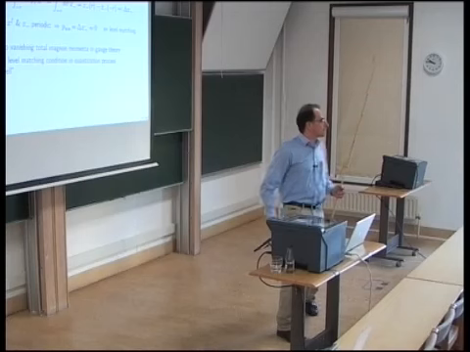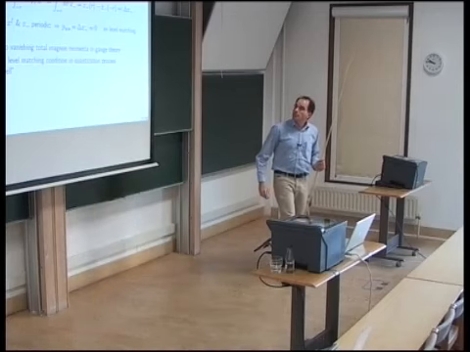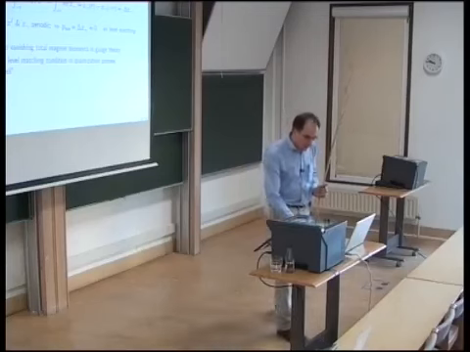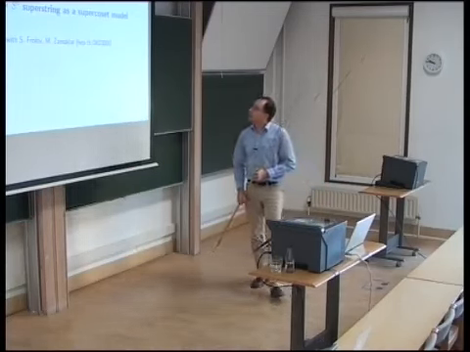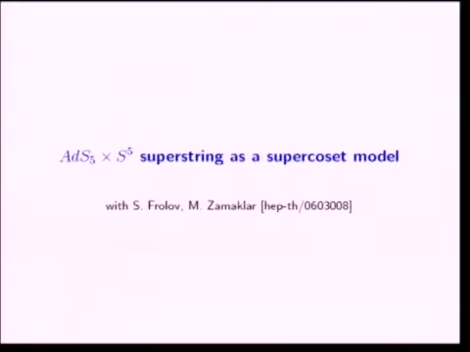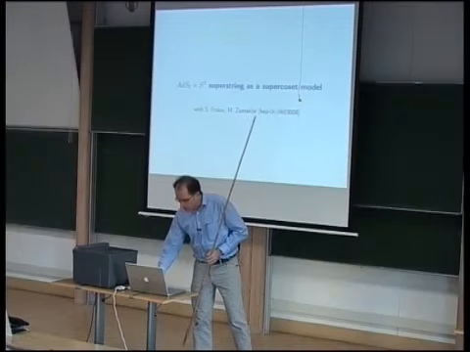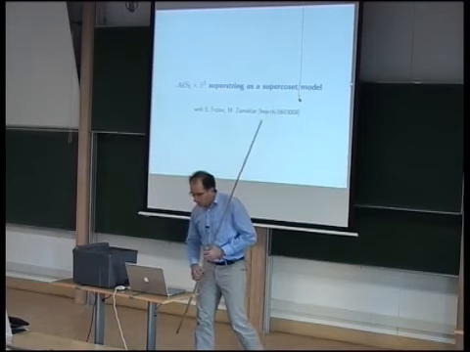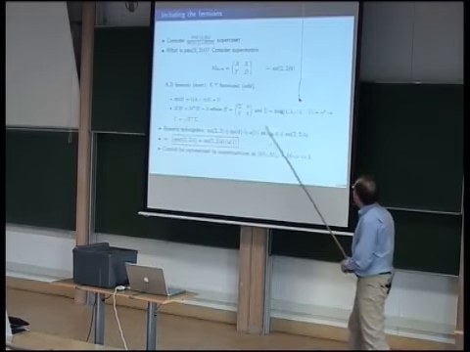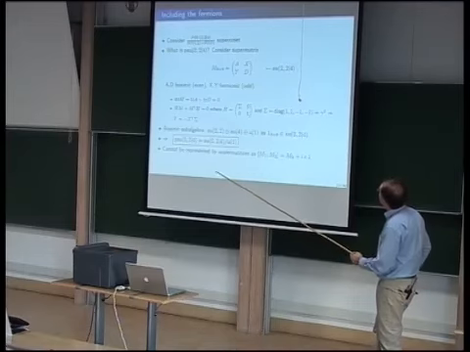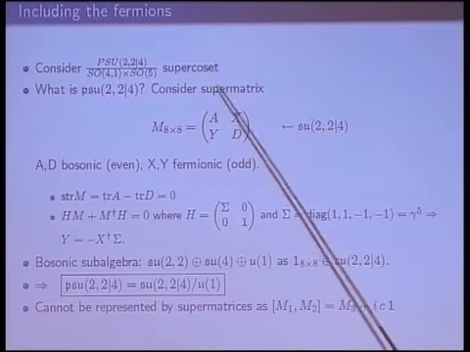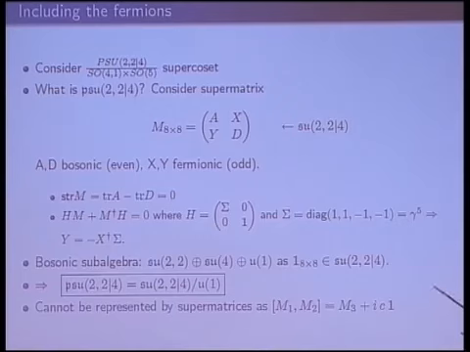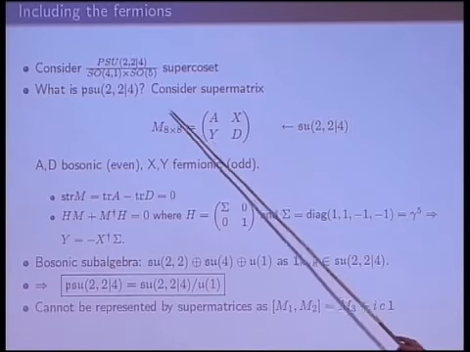Good. That was what I wanted to say about the bosonic story. So now I want to introduce how to incorporate the fermionic degrees of freedom, and this will be done with the help of this super coset model, which is also joint work with Maria Zamaklar and Sergei Frolov. And we've seen this coset before in this talk. So this is our little friend. So what is PSU(2,2|4)?